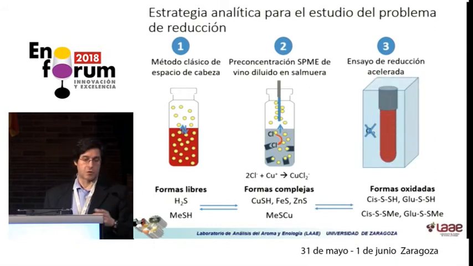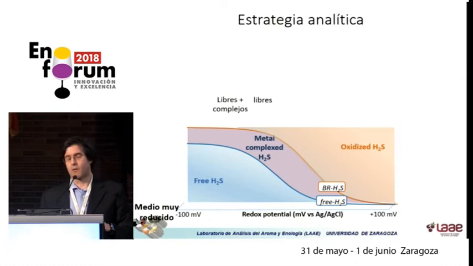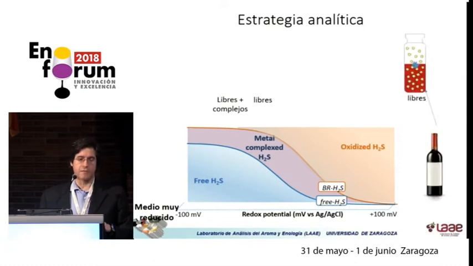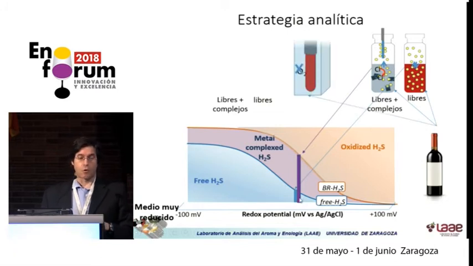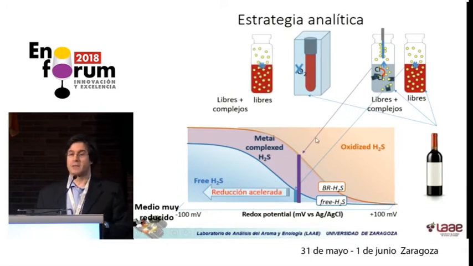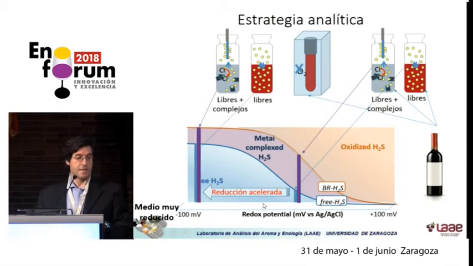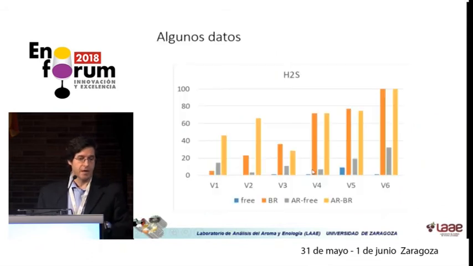Then we will measure the amount of free forms and complex forms. And in the accelerated reduction, we store the wine at 50 degrees for 2 weeks, and we let the wine get to the reduction area, and we measure both complex forms and free forms. We measure the forms at the redox potential and the complex forms, so that we will know this amount. Then we make the wine undergo an accelerated reduction, and we measure both the free forms and the free forms plus the complex forms, and we can interpret through the bars the trend of this wine.